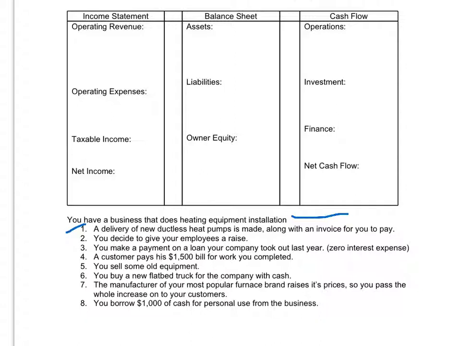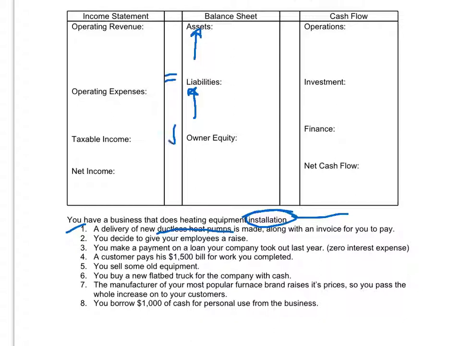A delivery of new ductless heat pumps is made along with an invoice for you to pay. Now please note that what you're doing is installation. So these ductless heat pumps are actually going to be thought of as inventory for you. And so what you have is an increase in assets. Those are current assets. It's the inventory that you're looking at there. And at the same time, you have an increase in your liabilities. That's what the invoice is. You have to pay somebody else. You owe somebody extra money.